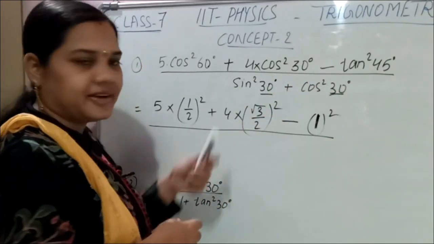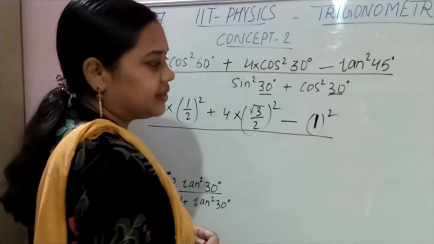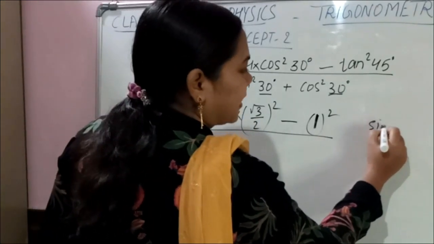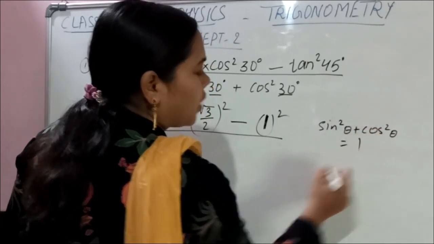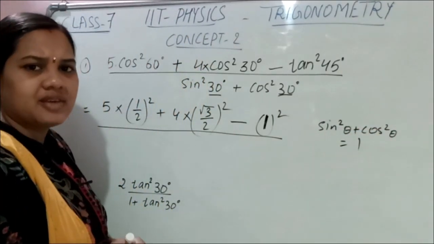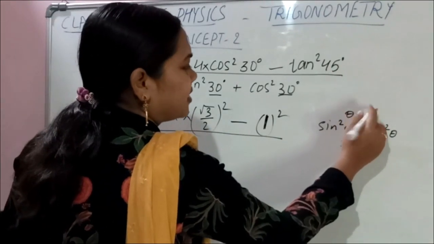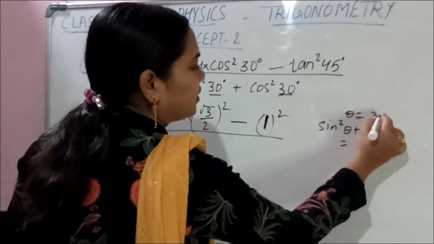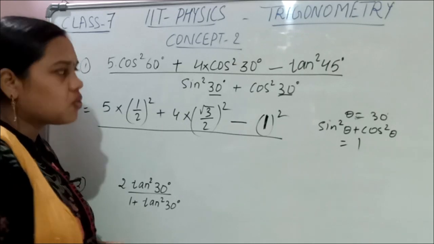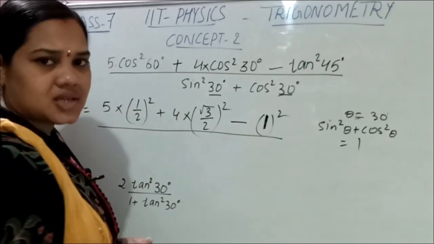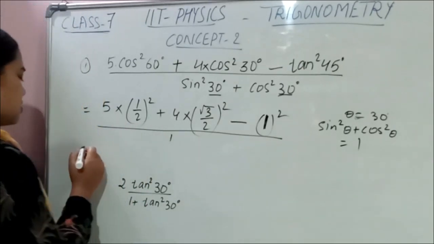What is this identity? You have already read it, no? Sin square theta plus cos square theta is equal to 1. Theta can be any value. So here what is the theta? Theta is 30 degree, is it not? Theta is equal to 30 degree. For any value of theta, sin square theta plus cos square theta is equal to 1. So sin square 30 plus cos square 30 is equal to 1. Directly we can write. Now solve this.